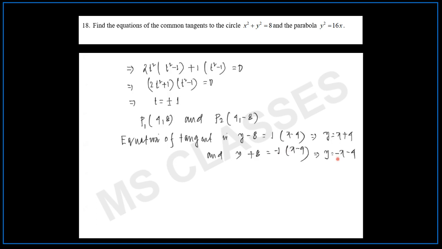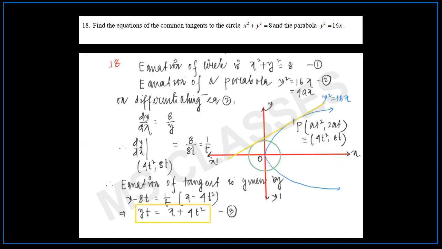Common tangents. Now here we understand there are two tangents. The reason is this: one tangent is possible at this point, and one tangent is possible at this point. So this is the reason you have got two tangents.